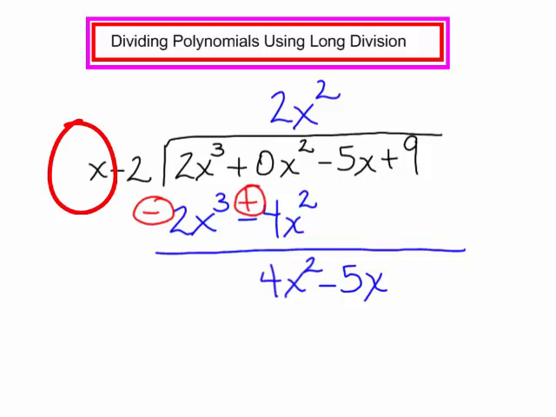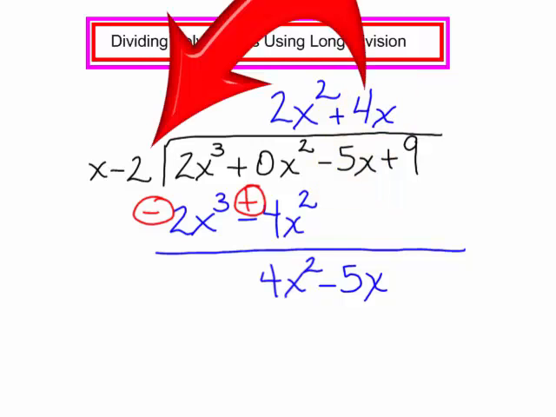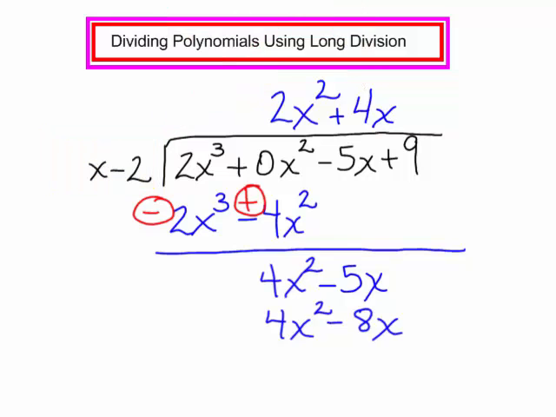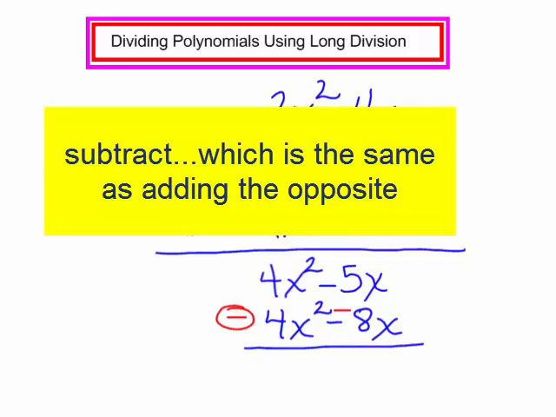I'm looking at the first term in the divisor. I'm going to look at the first term here. How do I get from x to 4x squared? I would need a positive 4x. And once again, I'm trying my best to keep these lined up, the x over the x term in the dividend. Now let's multiply. 4x times x is 4x squared, exactly what I wanted. 4x times negative 2 is a negative 8x. And now we will subtract.